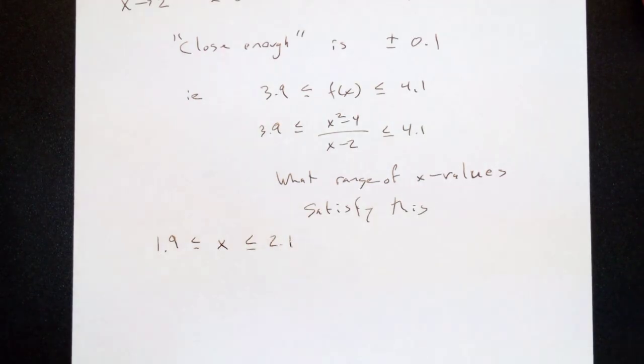If my x value is in between those two, then the y value will be in the strip we created. So I now have an interval of x's. You want to be within 1/10 of the limit 4. I tell you, you need to be within 1/10 of 2 to hit it.